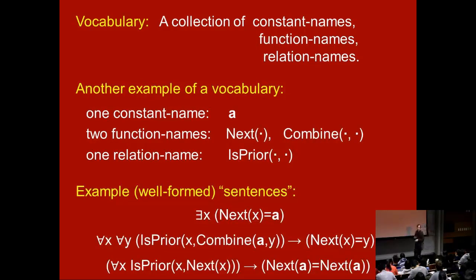Here's another example of a vocabulary. I just kind of made it up semi-randomly. I could say my vocabulary has one constant name, A, two function names, next and combine. These little dots and commas show how many arguments it takes. So this is a function that takes one object and outputs another object. This is a function that takes two objects and outputs another object. So functions can take more than one object, but they always output one object. And maybe one relation name, again with two inputs, outputting true or false.